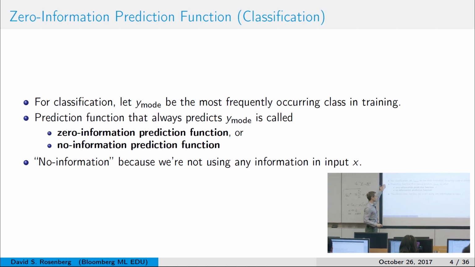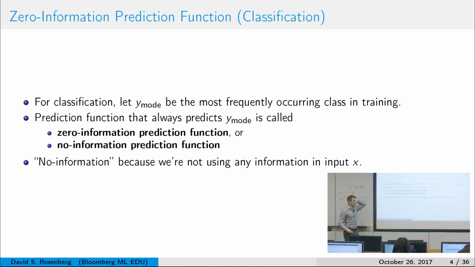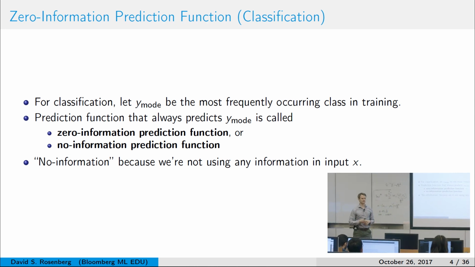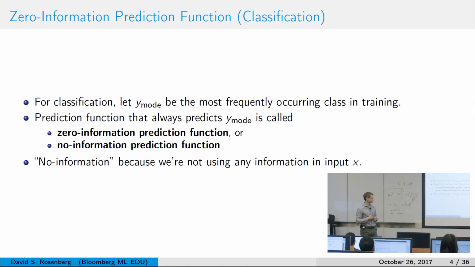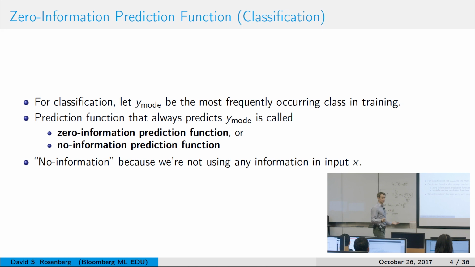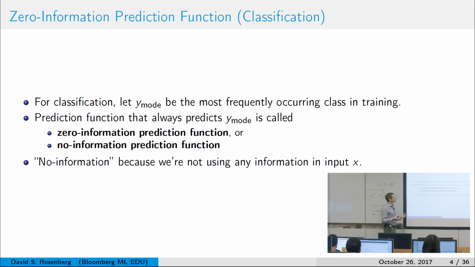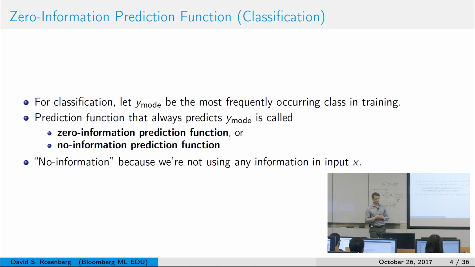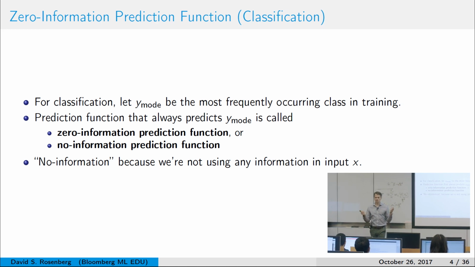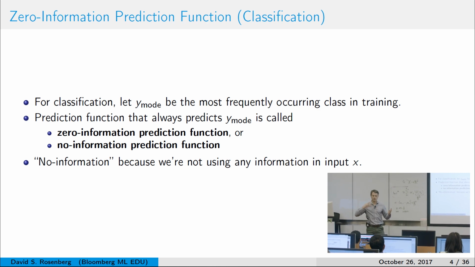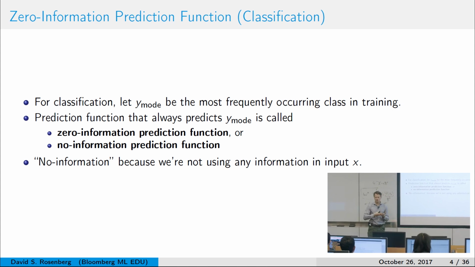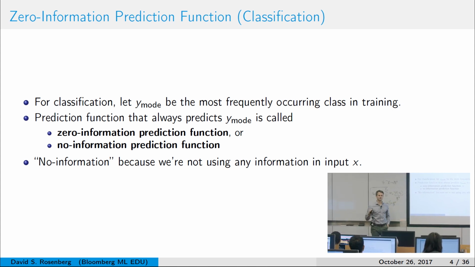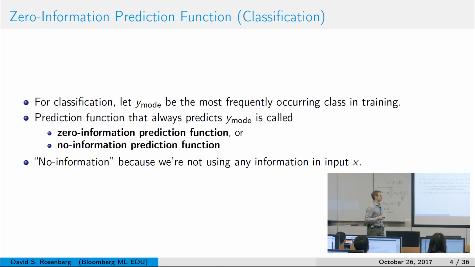So for classification, the simplest baseline to use is called the zero information predictor or the no information prediction function. And basically, it's as simple as looking at your training data, seeing which class label is the most frequent among your class labels, and always predicting that class. All right? So it's called zero information because you literally don't look at the input vector to make your prediction. And so that's something you should always compare to, just to baseline yourself on what kind of prediction accuracy you should be getting.